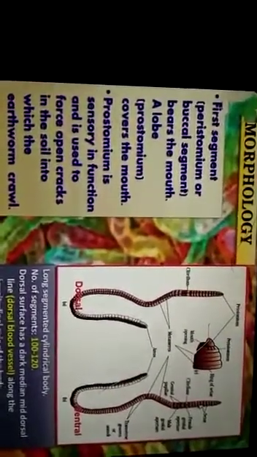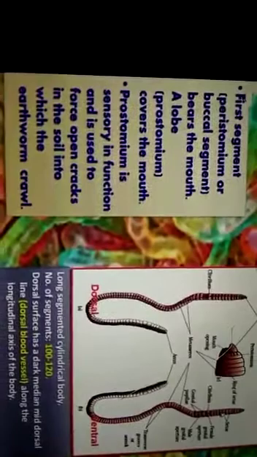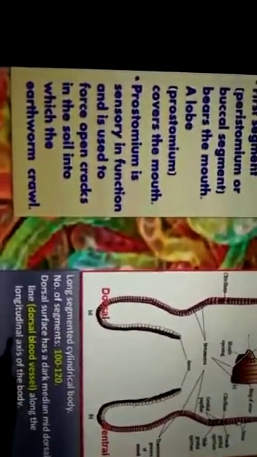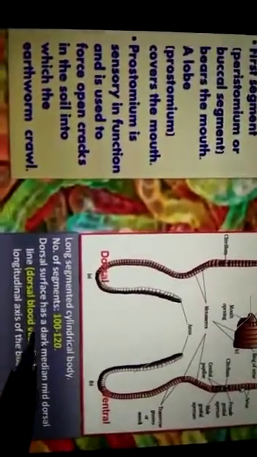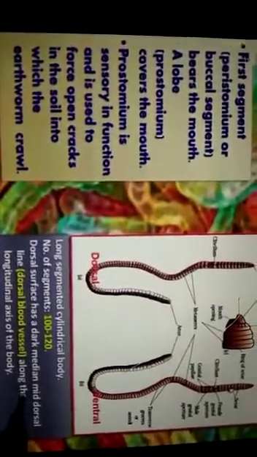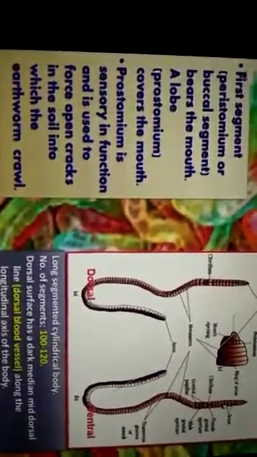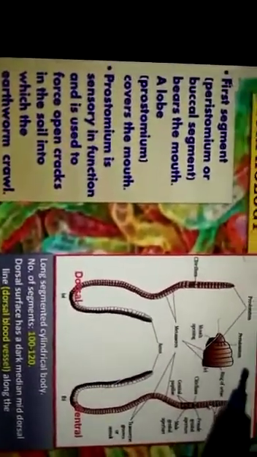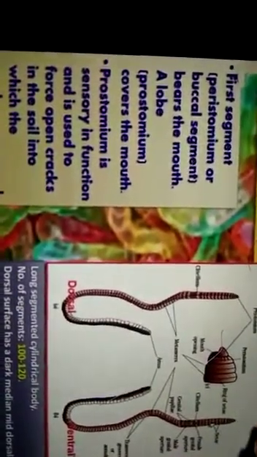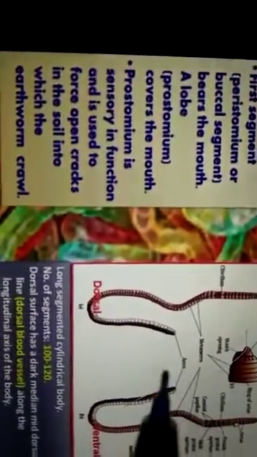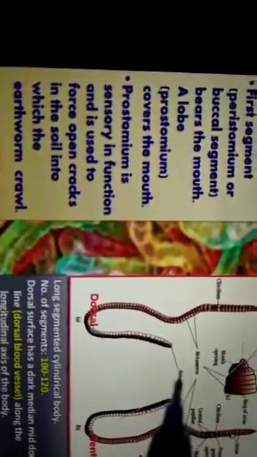The body is divided into two surfaces, dorsal and ventral surface. The dorsal surface has a dark median mid-dorsal line, which is the dorsal blood vessel along the longitudinal axis of the body.